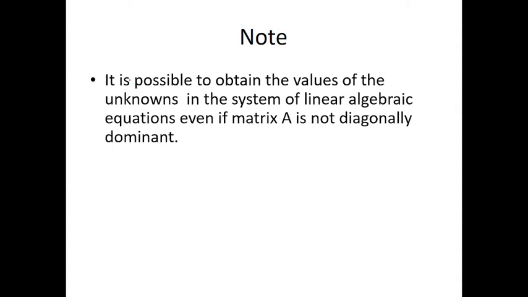So note first, it is possible to obtain the values of the unknowns in the system of linear algebraic equations even if matrix A is not diagonally dominant. So even if our matrix A is not diagonally dominant, it is still possible to obtain the real, correct values of the unknowns.